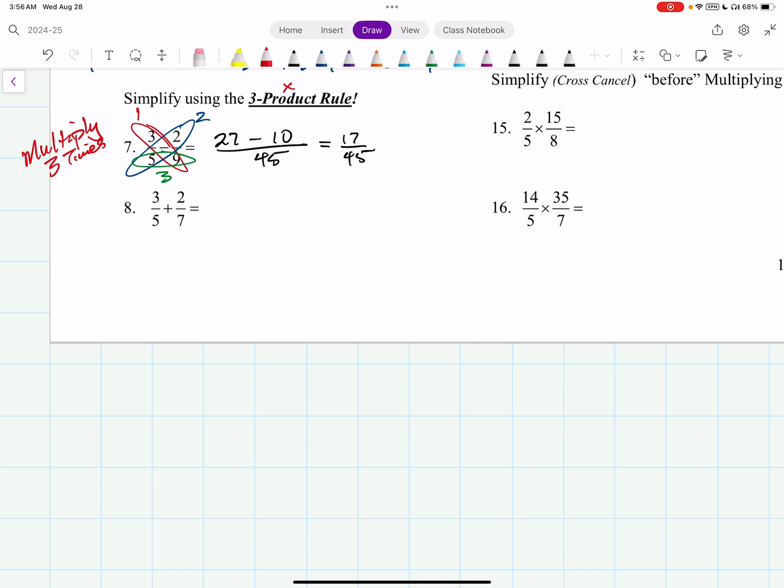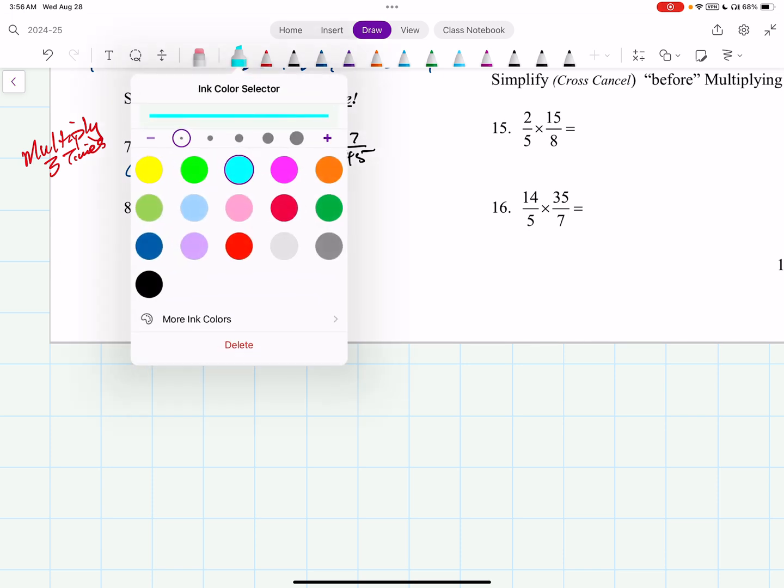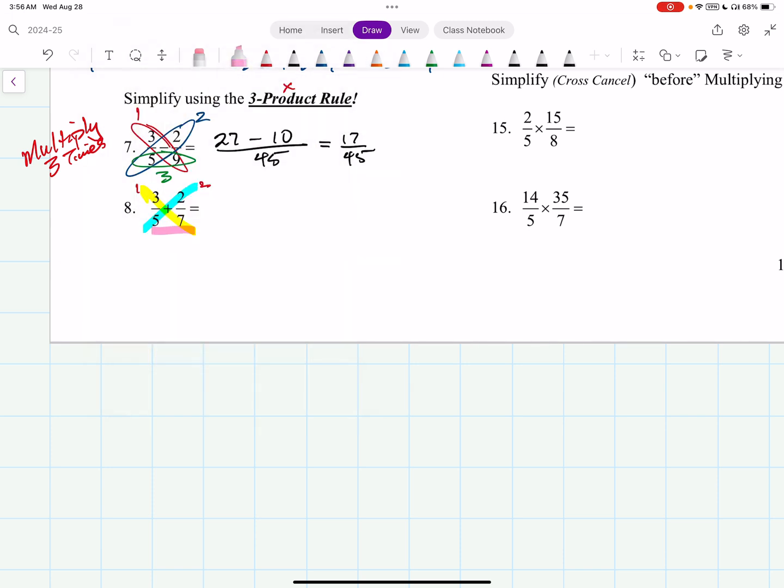Now the second one is done the same way. You start off with the left diagonal product, that's your step 1. Then you multiply 5 times 2, there's your step 2. And then you take your third one and multiply these, there's your step 3. So 3 times 7 is 21. Now I'm adding the fraction, so I put a plus sign, not the subtraction I had before. 5 times 2 is 10, divided by 5 times 7, 35. So my answer is 31/35.